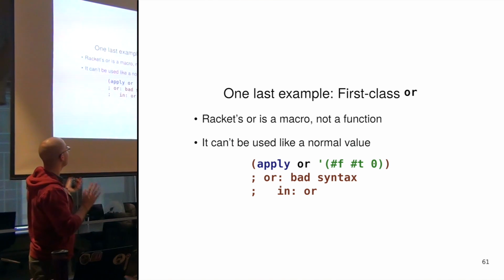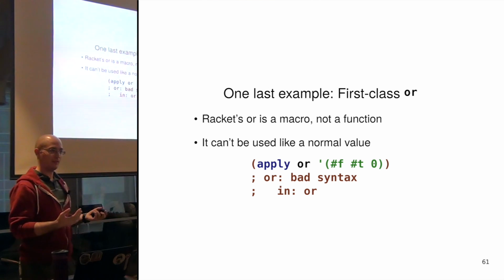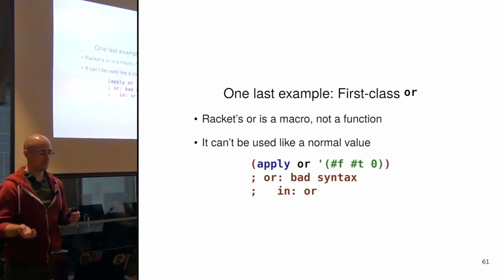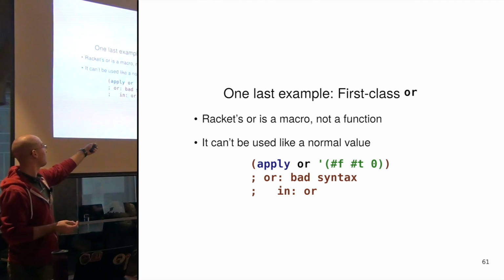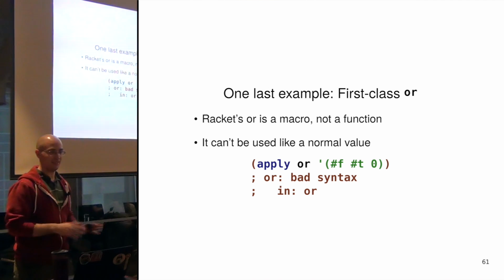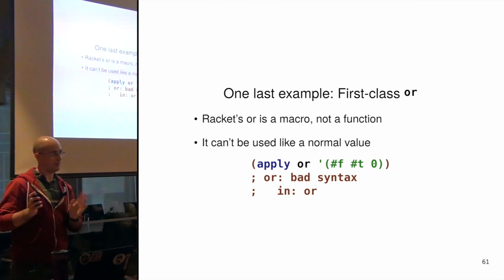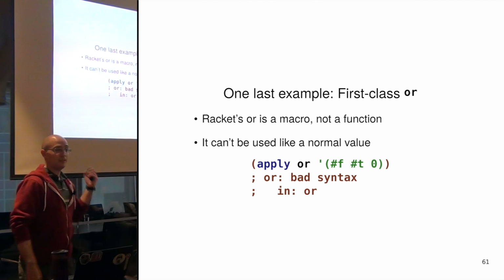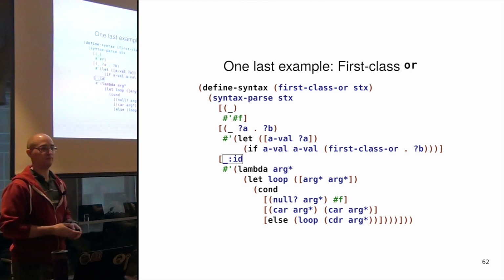Sort of the other example that I prepared and found this afternoon was that OR is a macro in Racket, and macros can't be used sort of like a normal function. For example, if we're applying OR to this list of values that's bad syntax, instead you should use something like OR map. They have forms that sort of let you get around that. Or you can define your own function for it. But with syntax-parse, we can basically give ourselves a first-class OR macro.